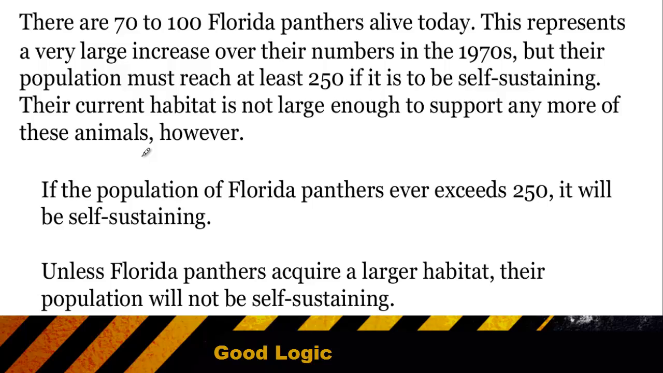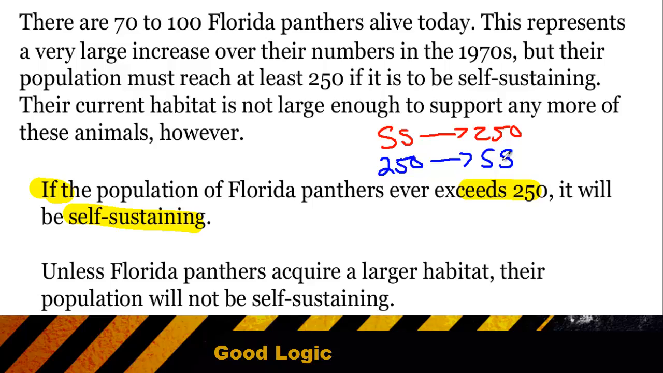Now let's compare what we discovered to our answer choices. The first one says that if the population is more than 250, it will be self-sustaining. And that actually sounds very tempting because it has all of the right words from the argument. But remember, the argument actually said if we're going to be self-sustaining, then we have to have 250. But that doesn't mean we can conclude that if we have 250, we're going to be self-sustaining. Again, that's the same thing as saying, if you're a woman, you must be pregnant.